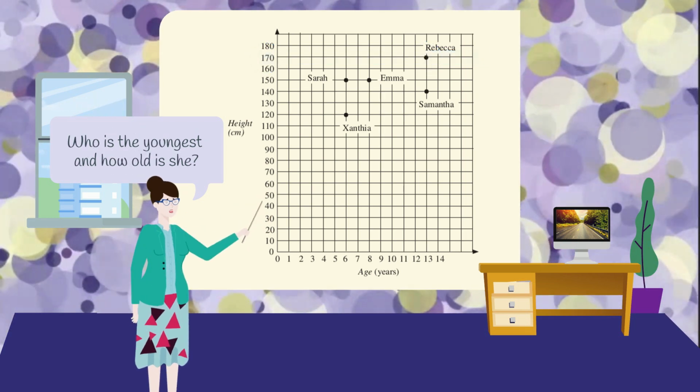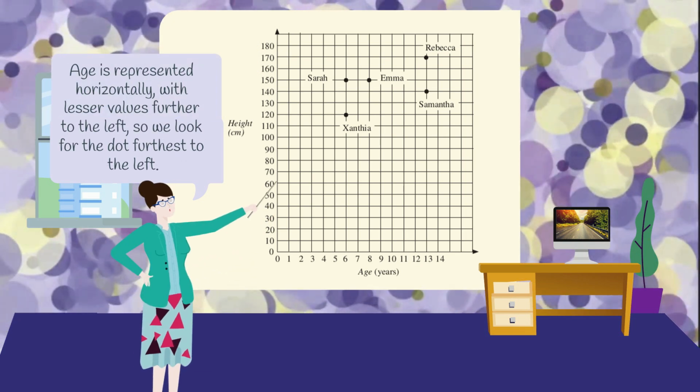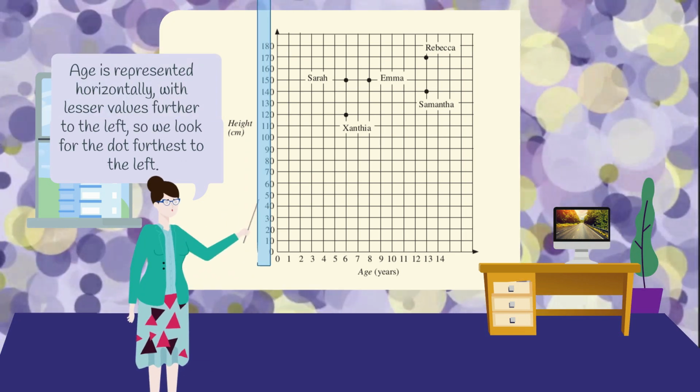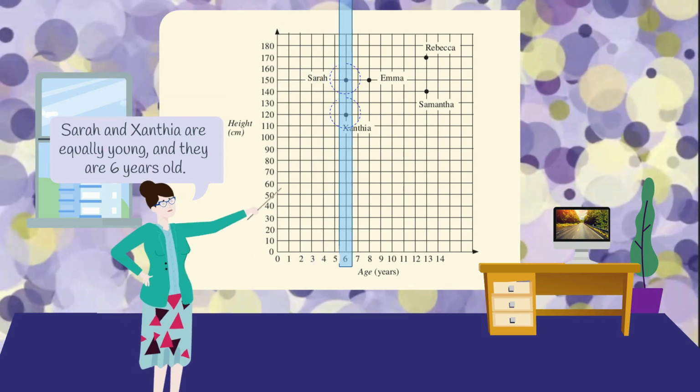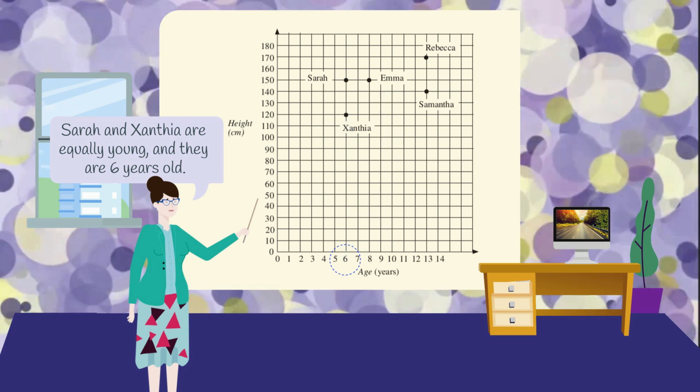Who is the youngest and how old is she? Age is represented horizontally, with lesser values further to the left, so we look for the dot furthest to the left. Sarah and Xanthia are equally young, and they are 6 years old.